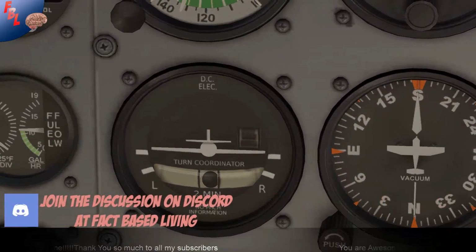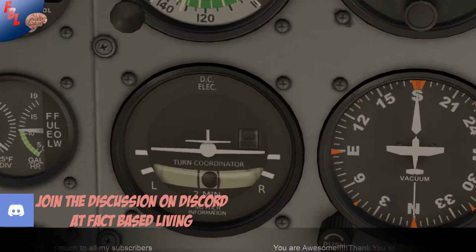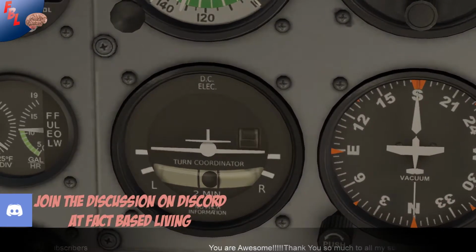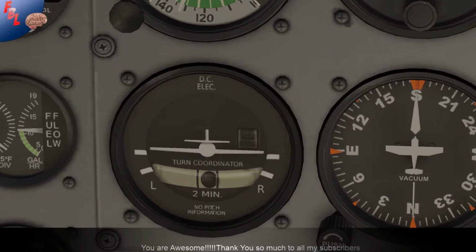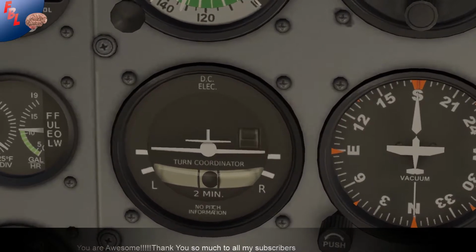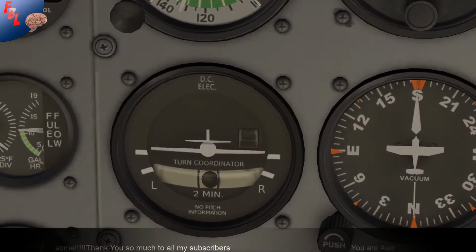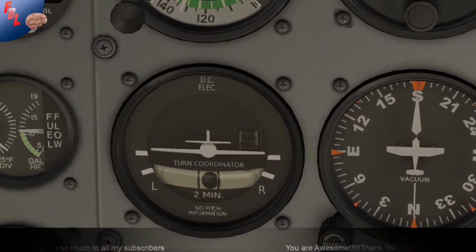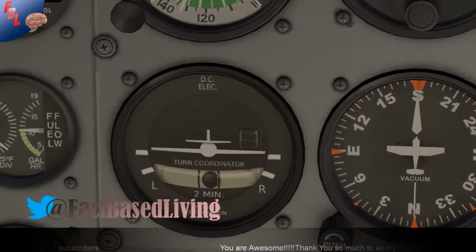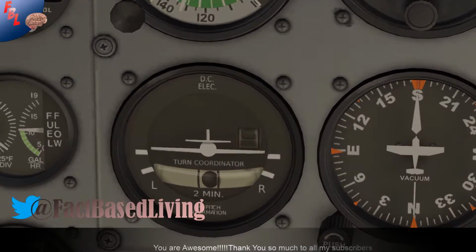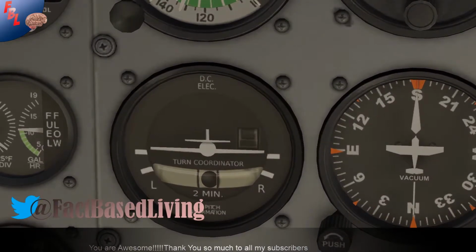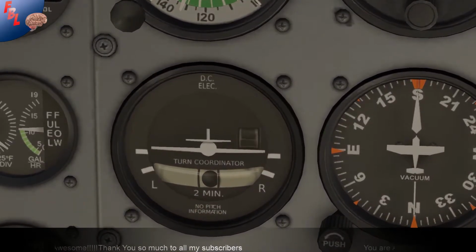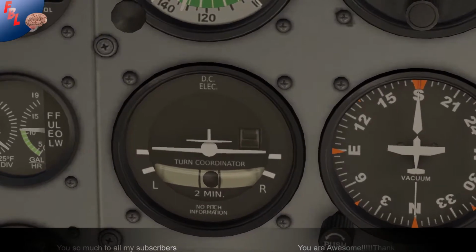Here is the turn coordinator and slip indicator. This tells you the rate of turn when you're actually turning left or right. And this slip indicator tells you how properly coordinated your turns are. If you don't apply the right amount of rudder, then this ball will drift outside of these black lines, and that means you aren't properly coordinating your turn.